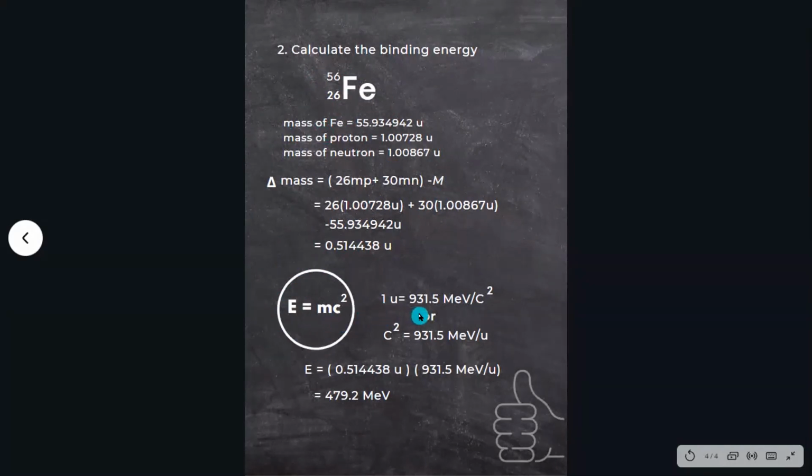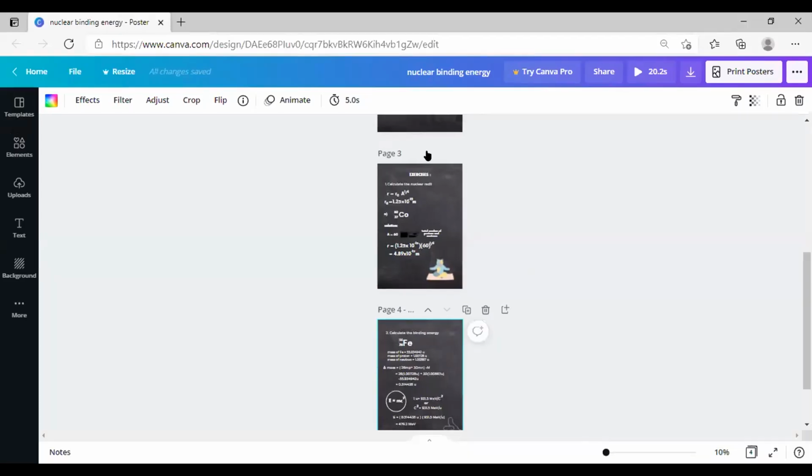To get the binding energy, we use this equation, E equals mc squared, where 1 U equals 931.5 MeV/c², or c squared equals 931.5 MeV/U. So we just plug in the value that we get, then we can have the answer. So I think that is all for me. Thank you.